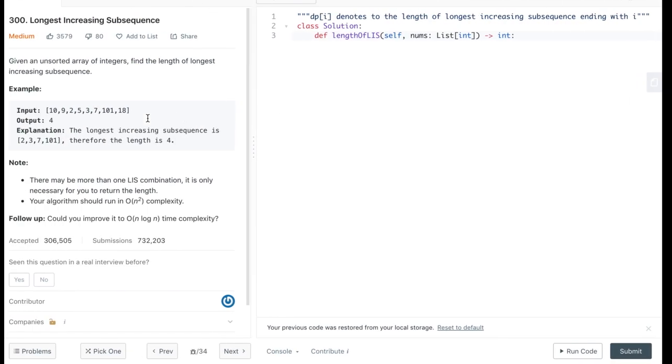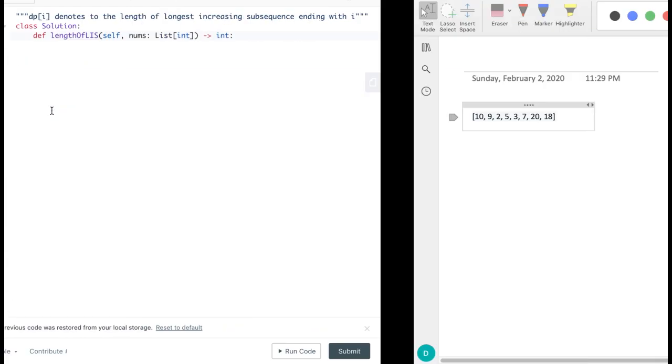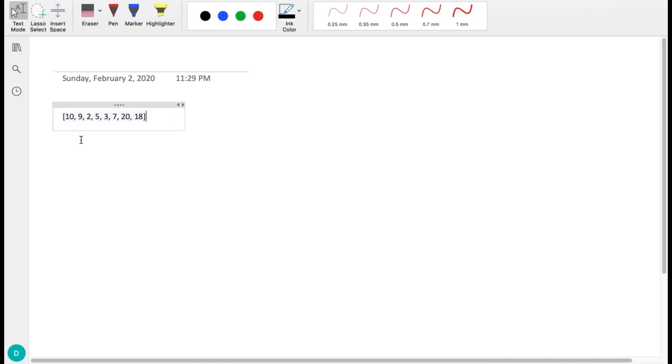So what's the signature of this problem? The signature is to find the longest. It's a problem to find the minimum or maximum, and you are given a sequence. You are asked to find the subsequence. So this is a very typical dynamic programming problem. So let's have a look.